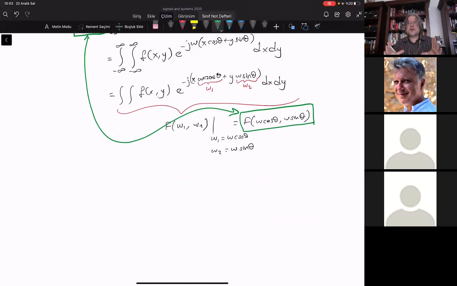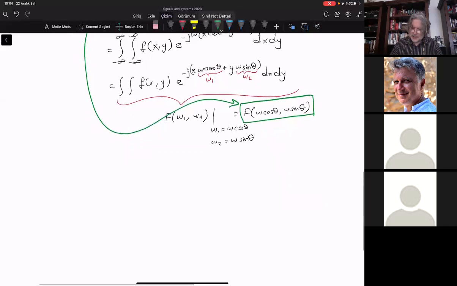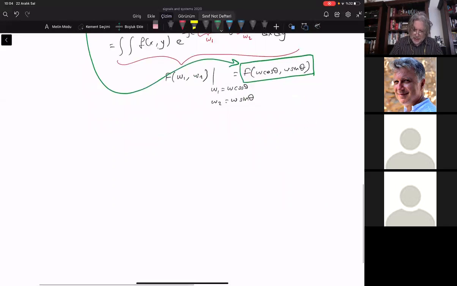So I will first construct f of omega 1, omega 2, and I will take the inverse Fourier transform of it, which will give me f of x and y. How can I do that? Technically, the way to do it is like this.